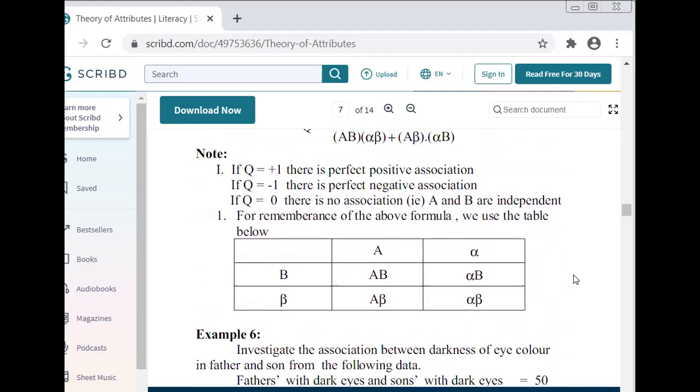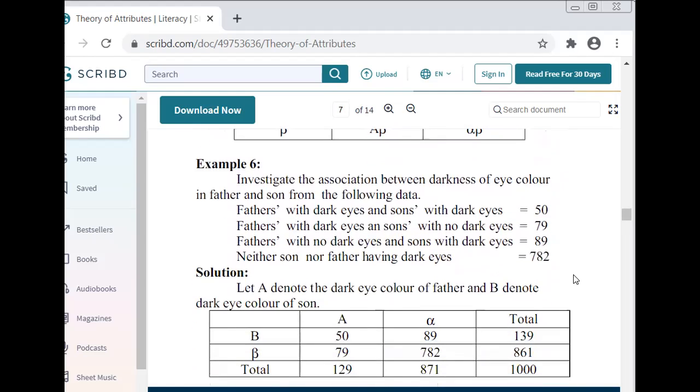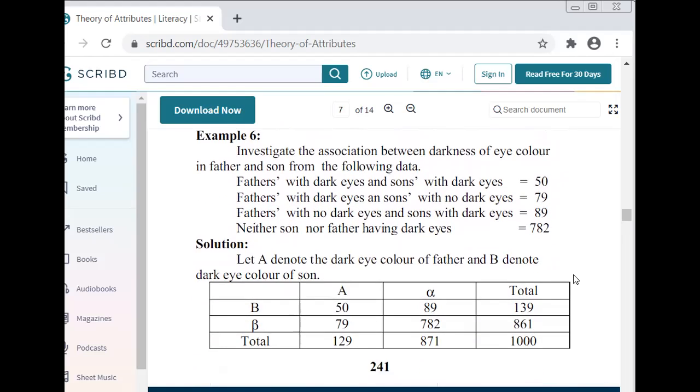For remembrance of the above formula, use the contingency table. I think you know it: A, alpha, B, beta, then the combinations AB, alpha B, A beta and alpha beta. Now based on this formula, I will show the problem. Investigate the association between darkness of eye color in father and son from the following data.